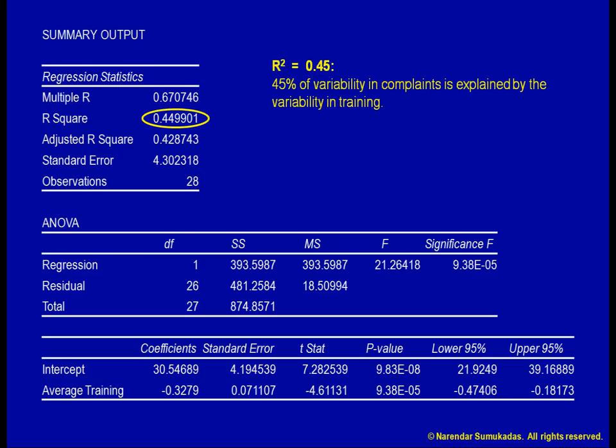Essentially, if I increase the training of my employees, there is a 45% chance that it will pay off in terms of reduced complaints. I need to decide whether these odds are good enough for me to go ahead with the training. As you can see here, there is no easy answer to that question.